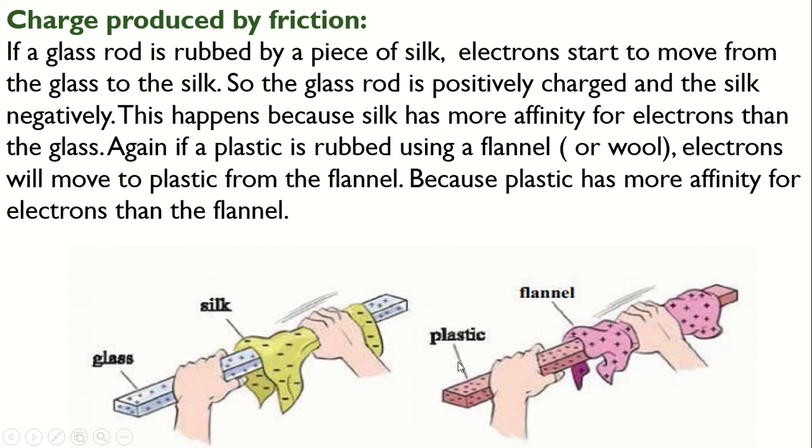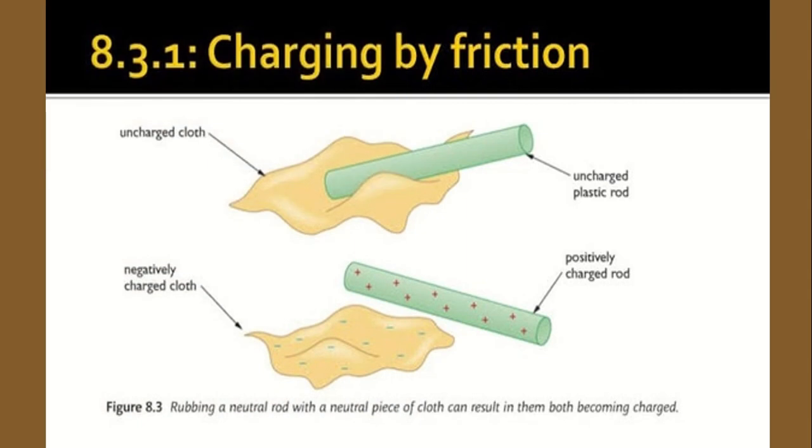Look, in the case of the plastic rod, it has more electron affinity than the flannel cloth. So the plastic rod will be negatively charged by receiving more electrons. So in this way, charge is transferred from one object to another by friction. So look, uncharged cloth and uncharged rod, but when they are rubbed, then the cloth becomes negatively charged and the rod becomes positively charged in case of the glass rod.